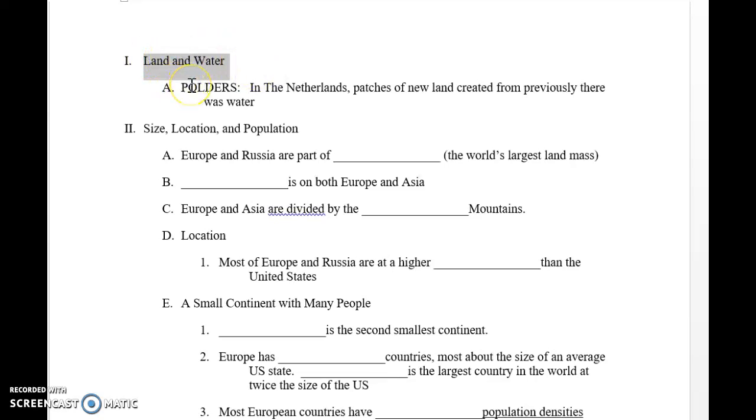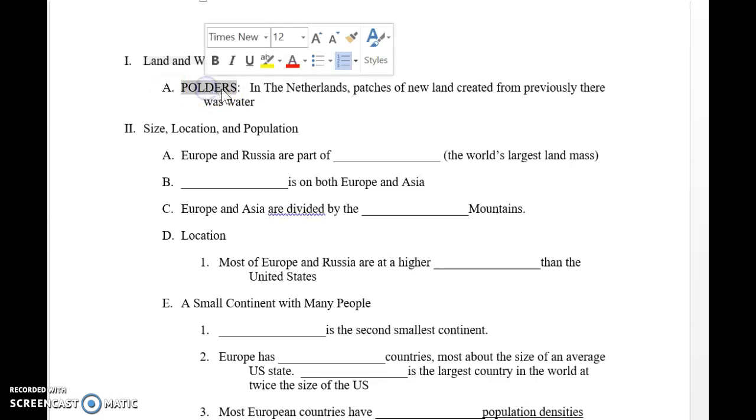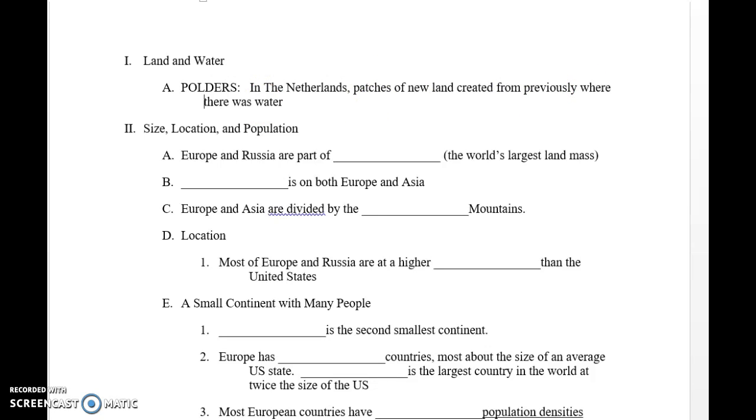Under that main heading, there were two paragraphs, and polders was a new word for us. Polders are in the Netherlands, and it's patches of new land created from where previously there was water. There's probably an error here. If we add the word where, that'll make more sense.